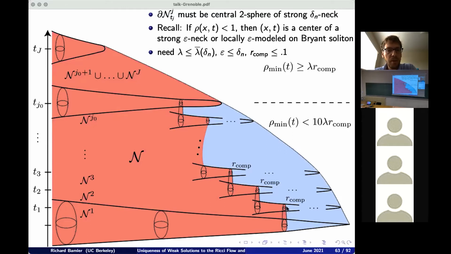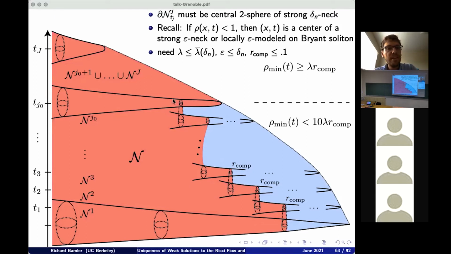Okay? Then once we've constructed this time slab, we can go forward in time a bit. We see some point that has a scale much smaller than R comp. So that means if we go further to the left, at some point we find a point again where the scale is R comp, and then we repeat the procedure. So we continue, and this procedure breaks down exactly at a point where the scale here is not very small anymore. Essentially, it breaks down if the size of this cap here is small enough so that this region here looks slightly like a Bryan soliton.